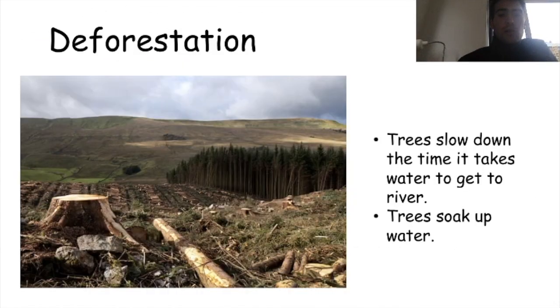And the last human reason, deforestation. So trees slow down the time it takes water to get to a river, and trees soak up water. If we remove those trees from the environment, then they're not soaking up water, and the water is going to get to the river quicker, and it's going to cause more flooding. So they are the human causes of flooding.